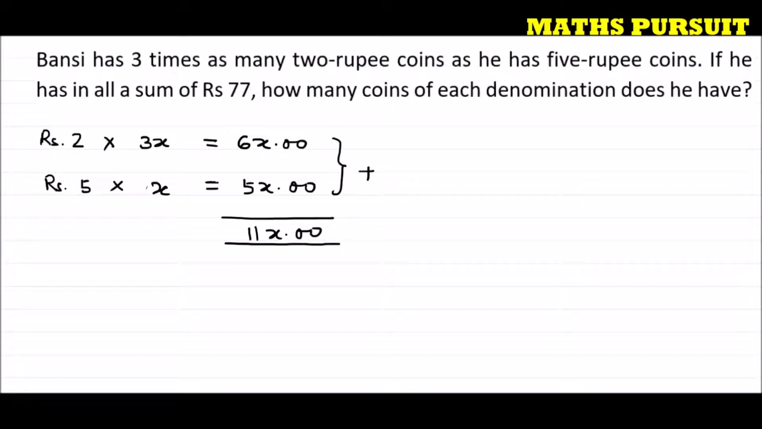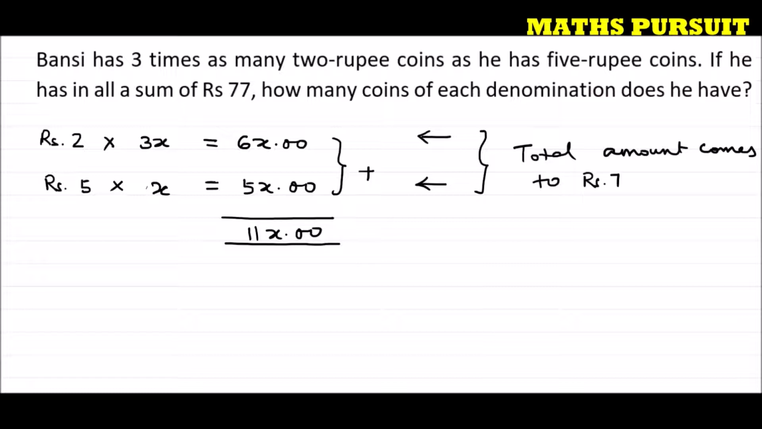Now guys, here is the trick. If he has in all a sum of rupees 77, that means the question is telling that the total of these 2 rupee coins and these 5 rupee coins comes to the total amount, not the total number of coins. The total amount comes to rupees 77. So that means we got the total amount as 11x, and this total 11x is nothing but equivalent to 77 rupees. So let us frame our equation.